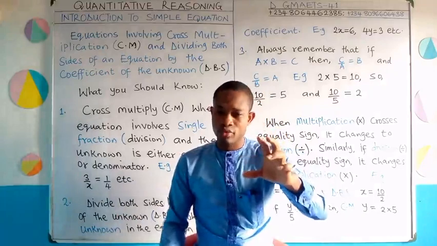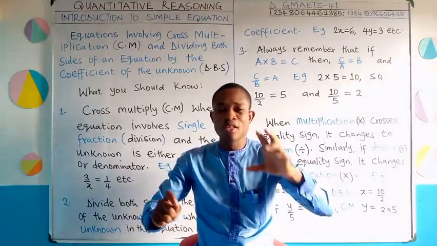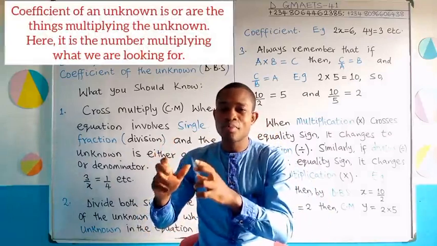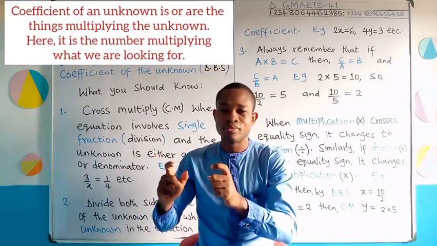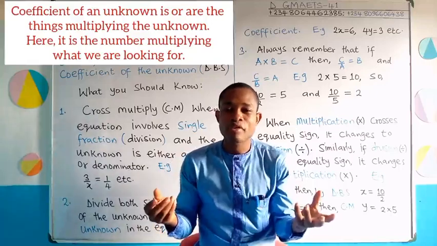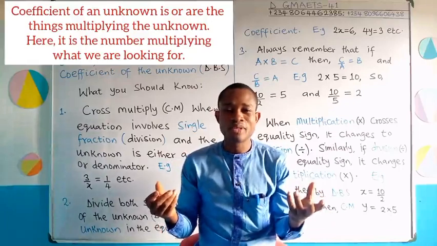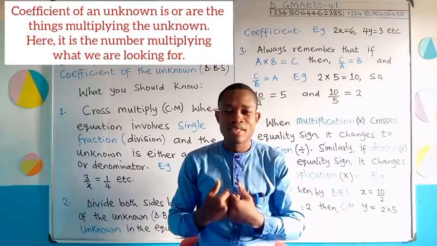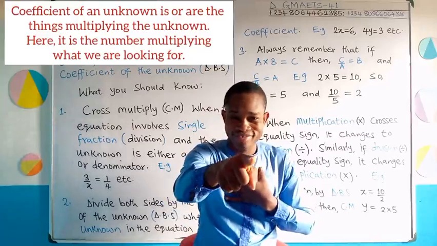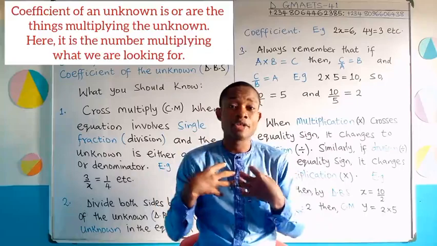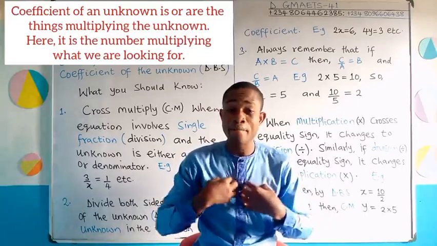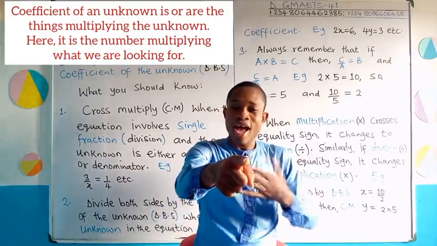Coefficient of an unknown, you can put it down, okay? Coefficient of an unknown is the number multiplying the unknown. The number that is multiplying what you are looking for. That is what we call coefficient of an unknown. So for example, let us think of this. Say that I am multiplying you. And someone said, okay, I am the unknown. Maybe you are looking for me. You want to know where I am. And remember I said, I am multiplying you. And now you are looking for me.